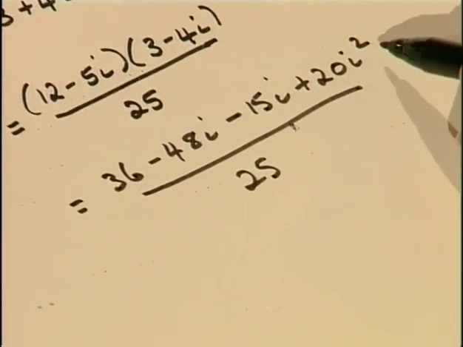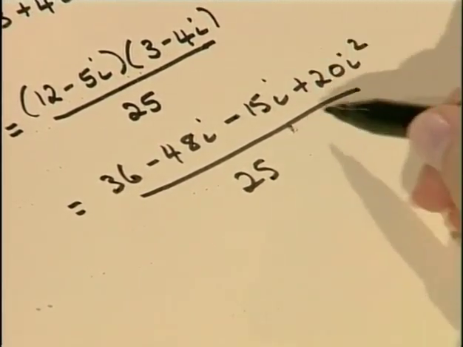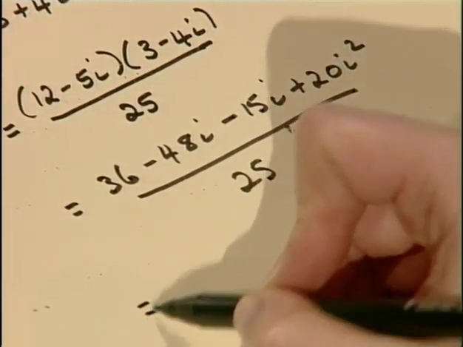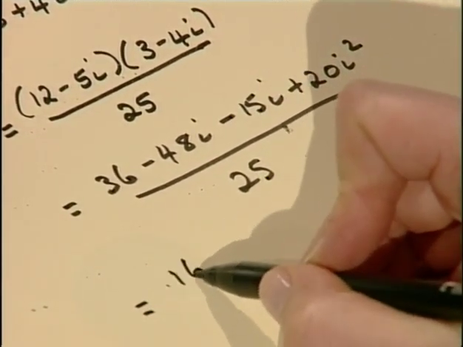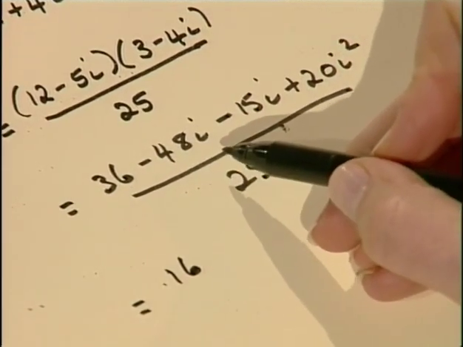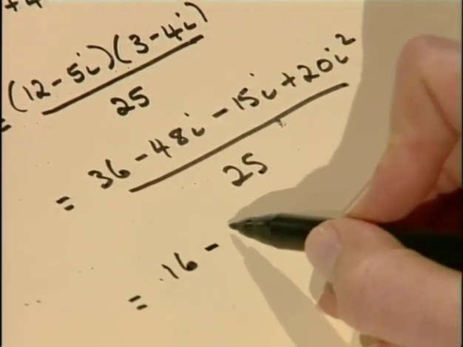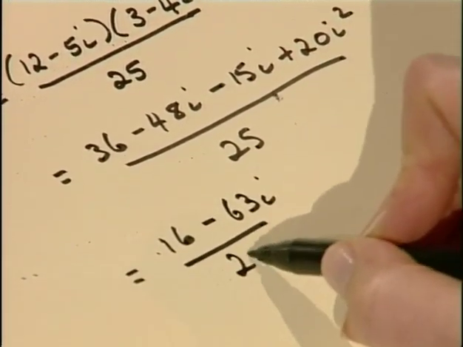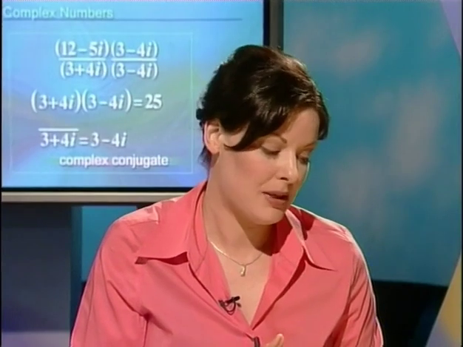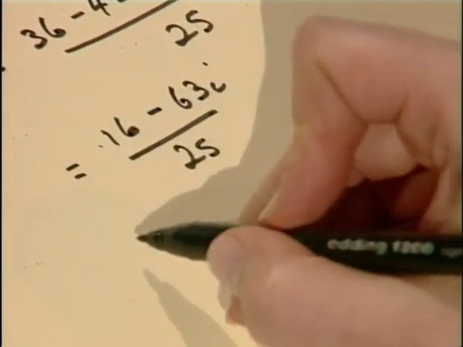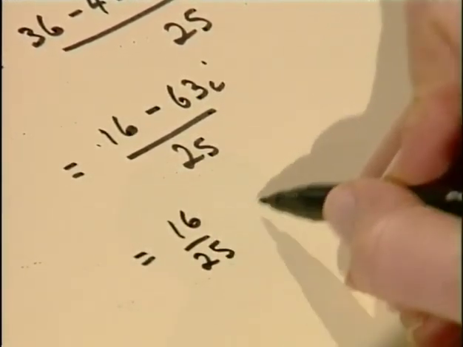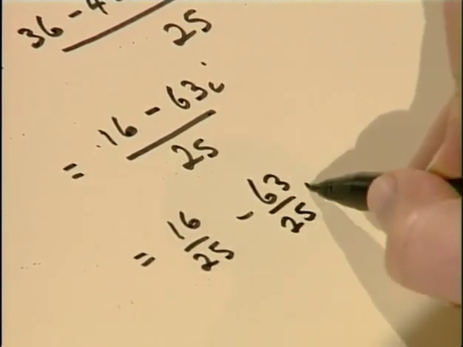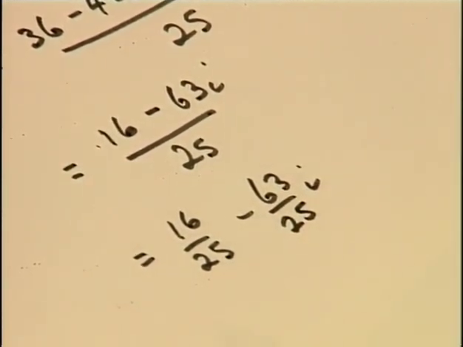So now I'm going to collect the terms together. And I need to remember that i squared is negative 1. So this end term will become negative 20, so 36 minus 20, that's 16. And negative 48i minus 15i, well, that's negative 63i, all over 25. Now, I could leave it like that, but I think I'd like to put it back into an a plus bi form. So I'm just going to separate out this fraction into 16 over 25 minus 63 over 25 i. So that's the last part of the first problem done.